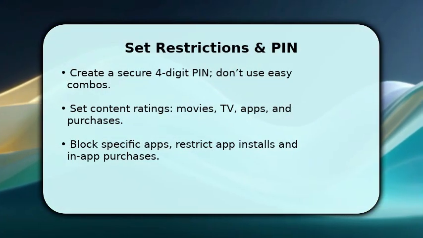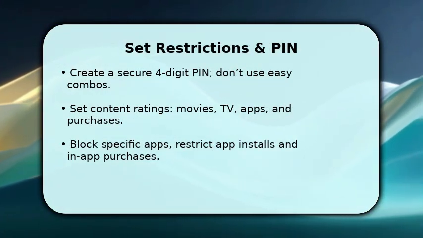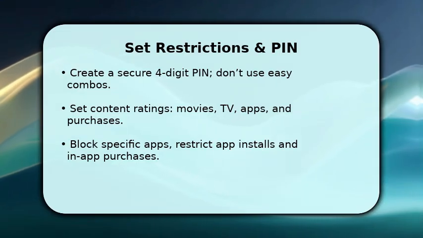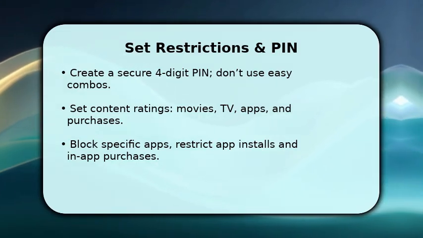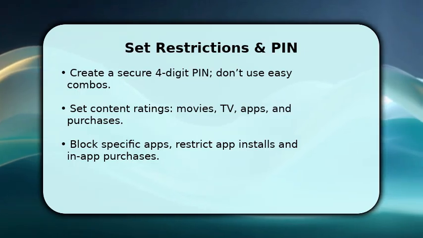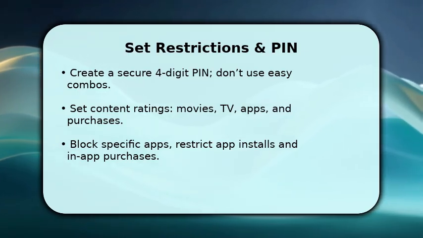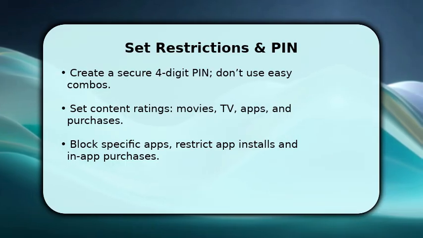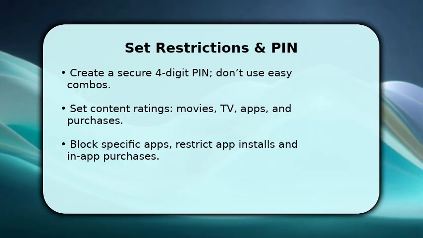Once in parental controls, create a secure 4-digit PIN you'll remember but kids won't guess. This prevents changes. Then set age-based content ratings for movies, TV shows, and apps so only appropriate material appears. Make sure to toggle purchase restrictions to require the PIN for installs or in-app buys.